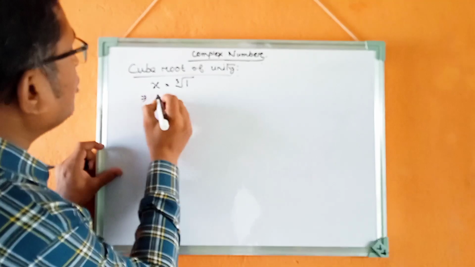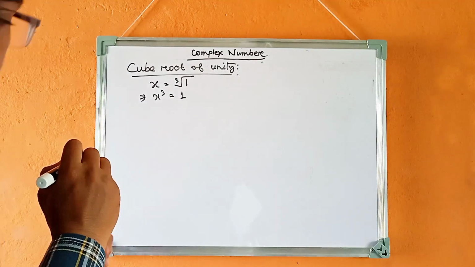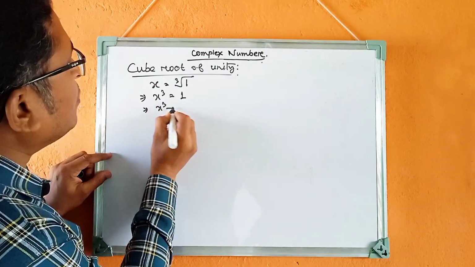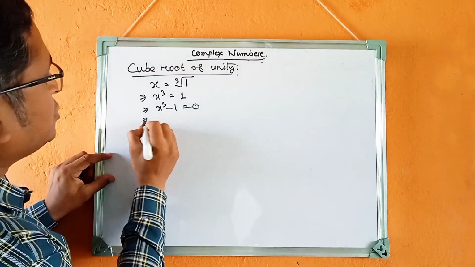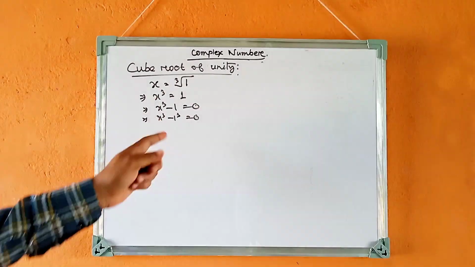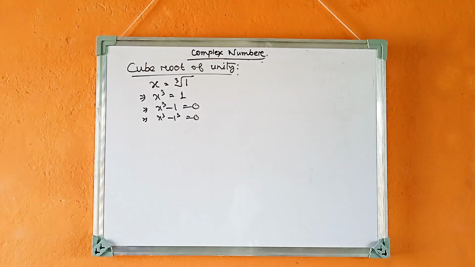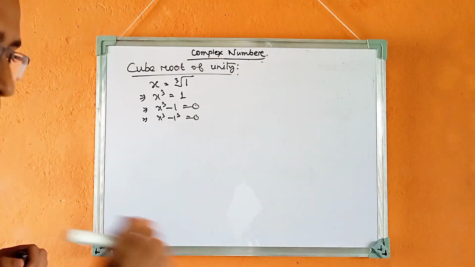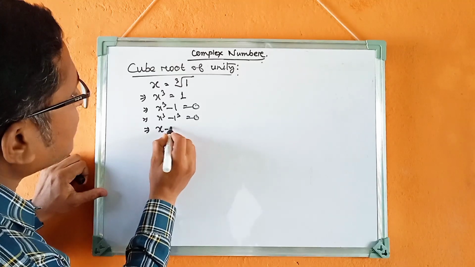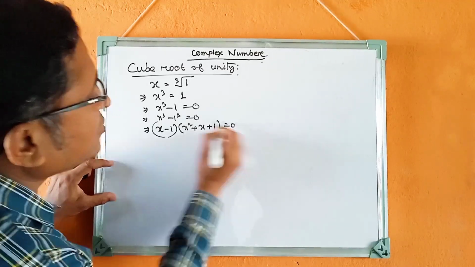Now cubing both sides, we get x cube equal to 1. Now x cube minus 1 equal to 0. So x cube minus 1 cube equal to 0. Using the formula a cube minus b cube, what is the formula of a cube minus b cube? That is (a minus b) into (a square plus ab plus b square). So using this formula we write (x minus 1) into (x square plus x plus 1) equal to 0.